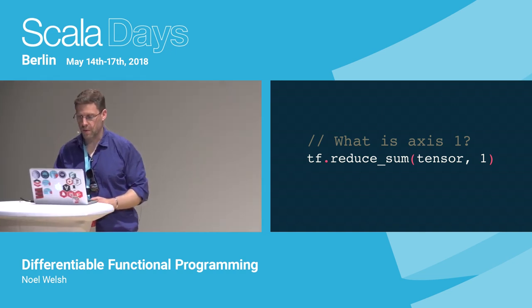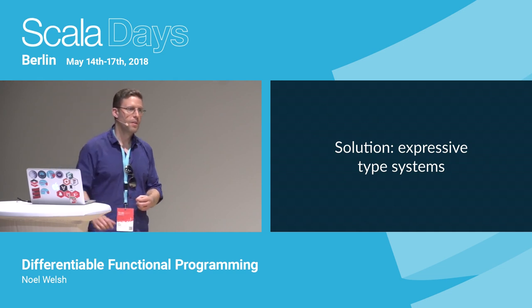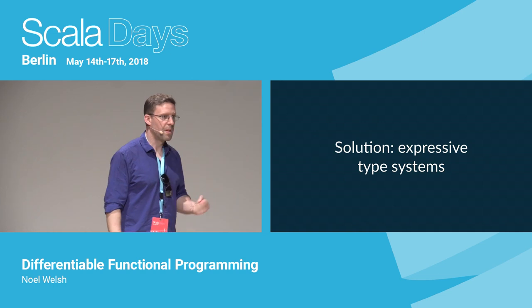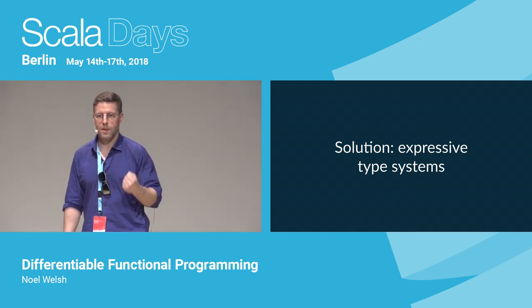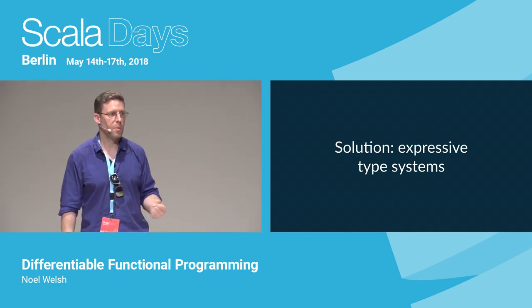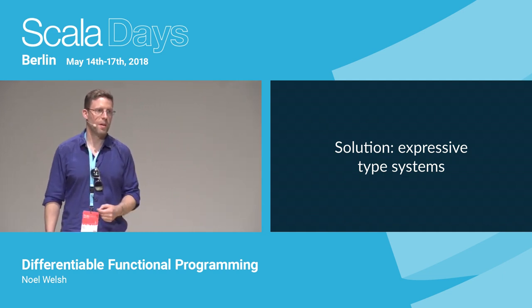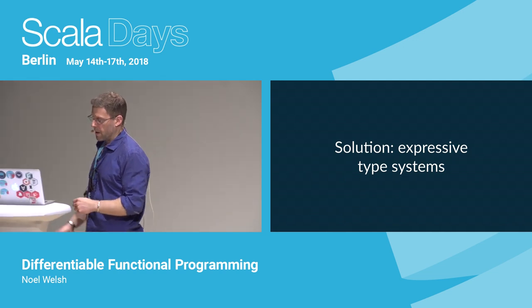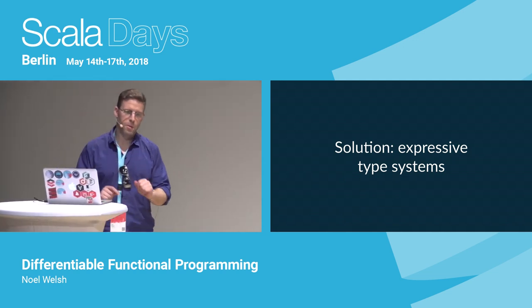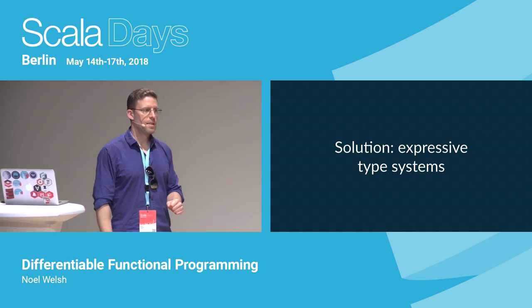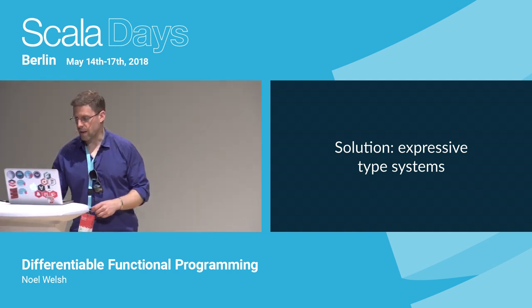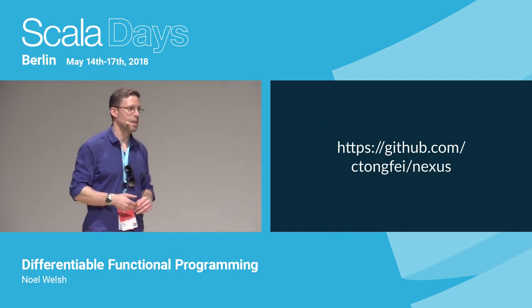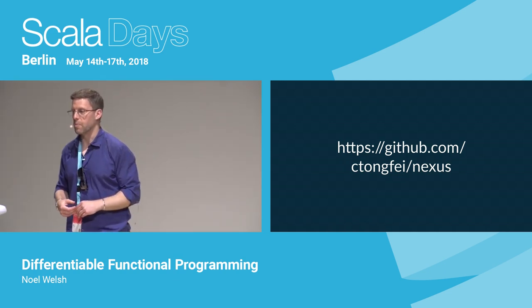So what's the solution? The solution, of course, is expressive type systems. Express the dimensionality in the types and give names to those dimensions. What does it actually mean? Is one the red channel, one the green channel, one the blue channel? That's meaningful. Then I've got a much better chance of doing the right thing. And we can do this in Scala. We need type literals, is that what they're called? We need things like HList, but all the tools are there. And here's a project that someone is working on called Nexus, which is doing just this, putting those types in place for a better programming experience.